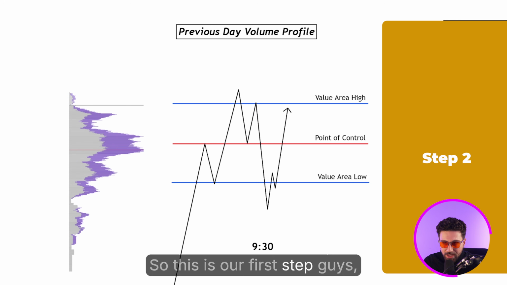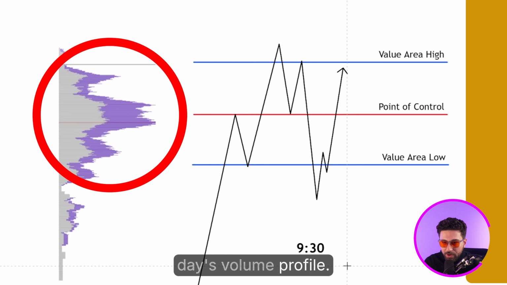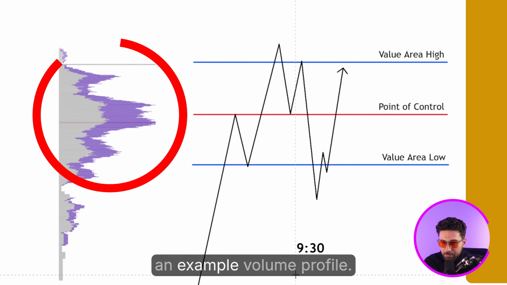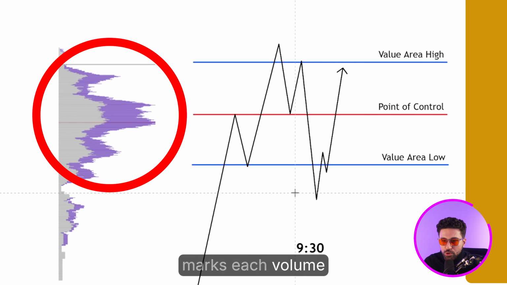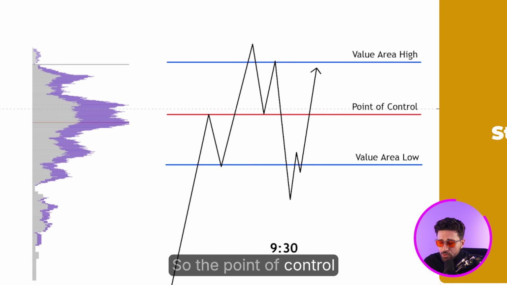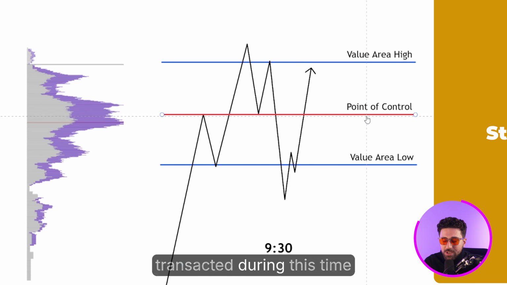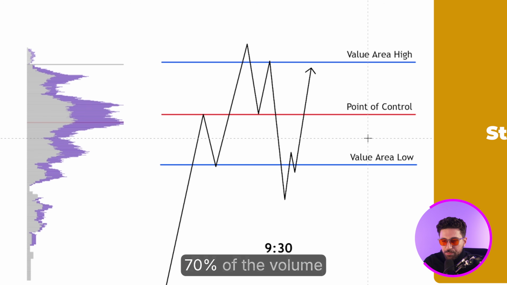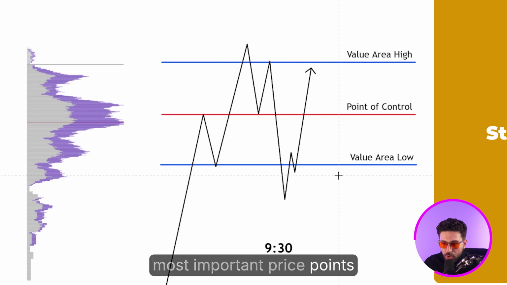So this is our first step, guys, and what we will do here, we will draw the previous day's volume profile, and right to the left I have an example volume profile, and this volume profile marks each volume traded per price. So the point of control is the price where most amount of volume was transacted during this time period. The value area high and the low represents 70% of the volume traded during that day. And these are the three most important price points that we will be looking out for our trading session.